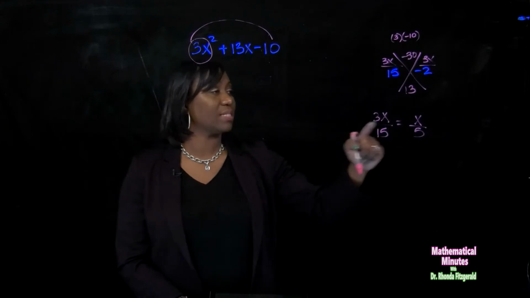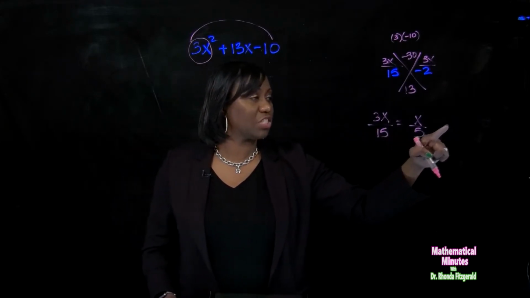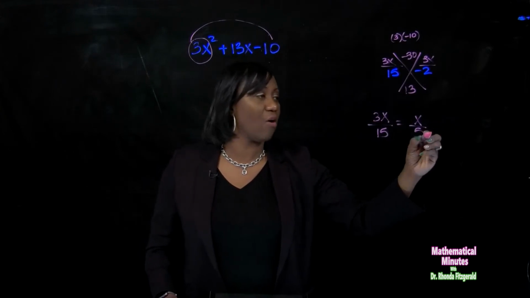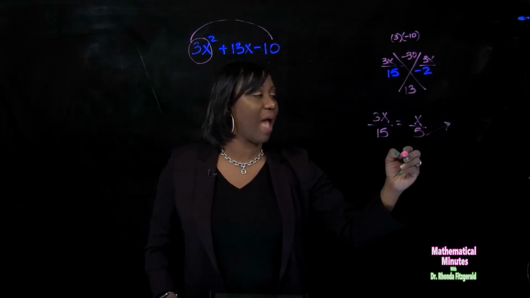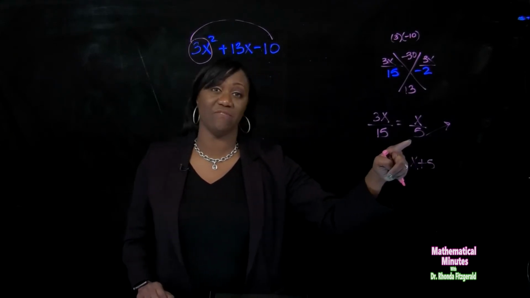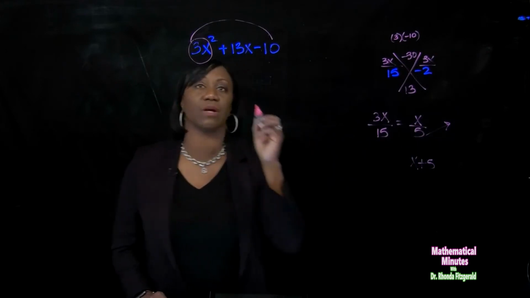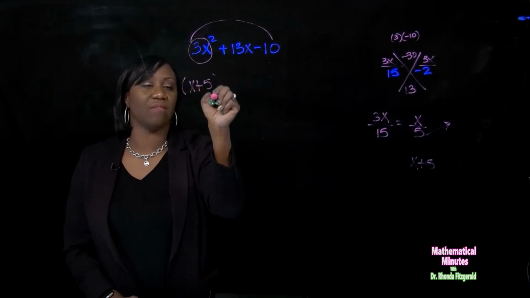And so how does this translate to my factor? Well, nicely, I'm just going to slide this over. And this means that I have the factor x plus 5. It's x plus 5 because my 5 is positive. So I just slide that over, and I have the factor x plus 5.